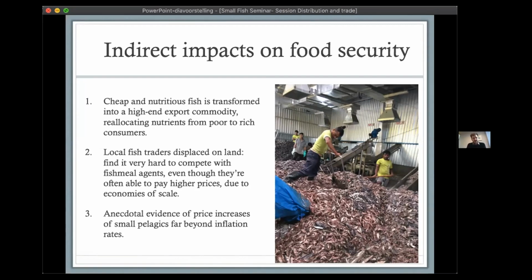There's also anecdotal evidence of price increases of small pelagics far beyond inflation rates in India, which may or may not have to do with this trend. Next slide, please.